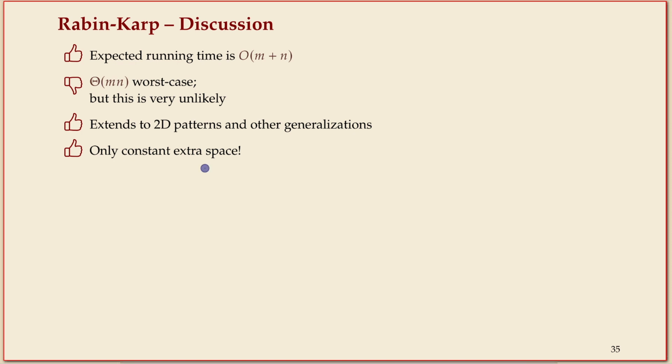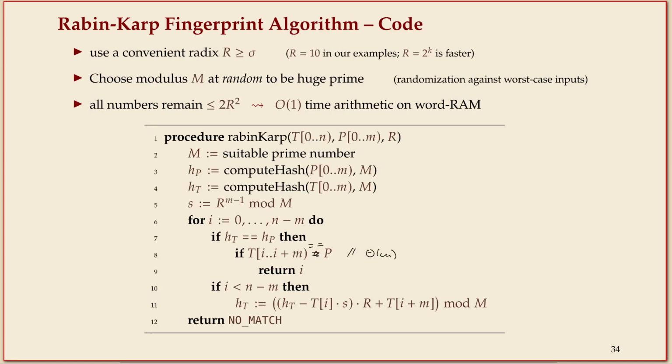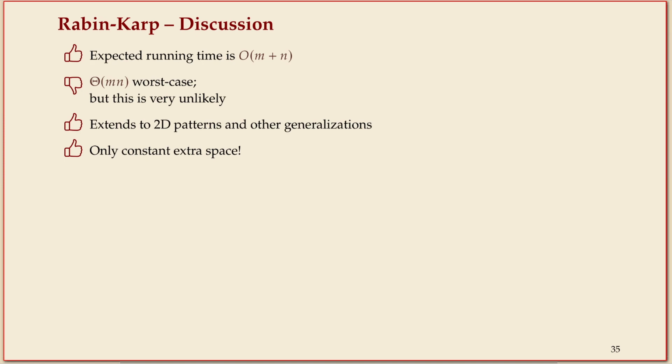And coming back to this initial motivation, it only uses constant space, because all we need to store are these extra hashes. So we pre-compute the hash of the pattern, and we maintain this hash of the text. That's all it needs, plus a few extra index variables. So among all the string matching methods we've seen, that's the most space efficient one. Well, apart from brute force.